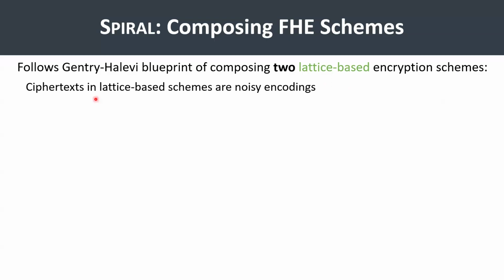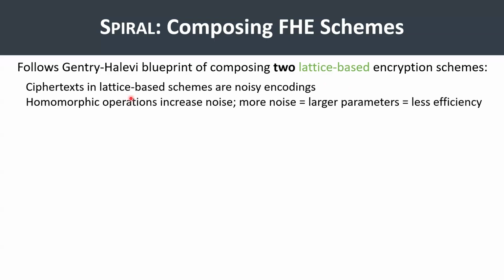But the way that you can think about it is the ciphertexts in a lattice-based scheme are basically noisy encodings of the message. And as you do homomorphic operations, the noise in the ciphertext increases. If you have more noise, you need larger parameters to tolerate it, because if the noise becomes too big, you cannot decrypt anymore, right? If the noise is bigger than the signal, then all you have is noise, and that's not useful. So as you perform homomorphic operations on encrypted data, the noise accumulates, the parameters get larger, and you get less efficiency.